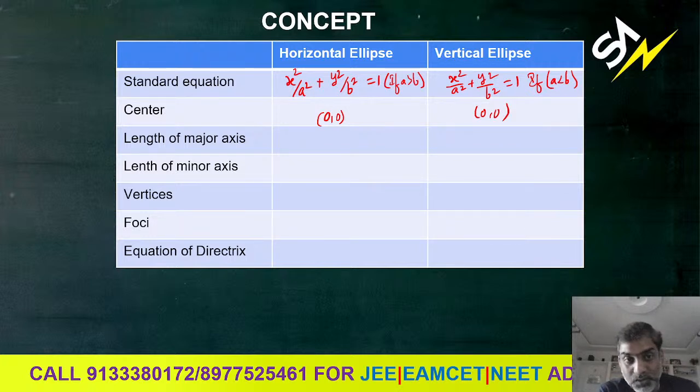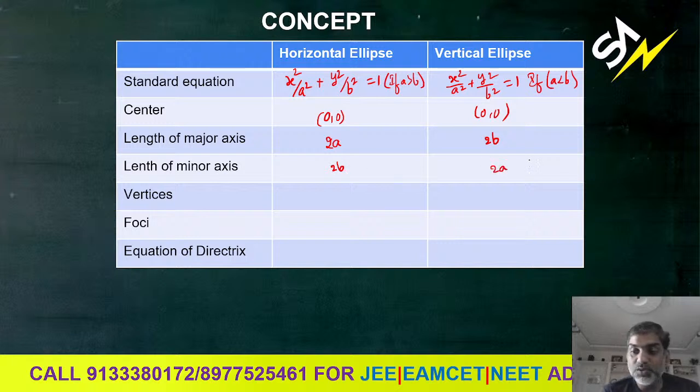Next, what is the length of the major axis? In case of a horizontal ellipse, the major axis is the x-axis. So the length of the major axis is 2a. And in case of a vertical ellipse, the y-axis is the major axis, so the length of the major axis will be 2b. And obviously the length of the minor axis will be 2b in the first case and 2a here.